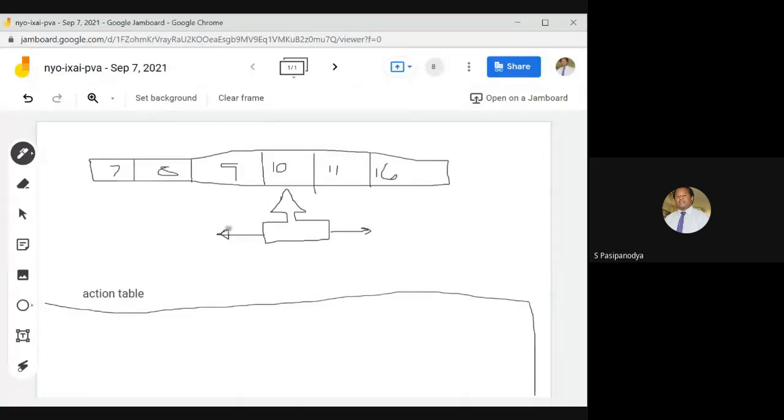Please switch off your mics. Please switch off your mics. Oh, sorry. That is very disturbing. Please let it not happen again. Switch off your mics when you're in the lecture.